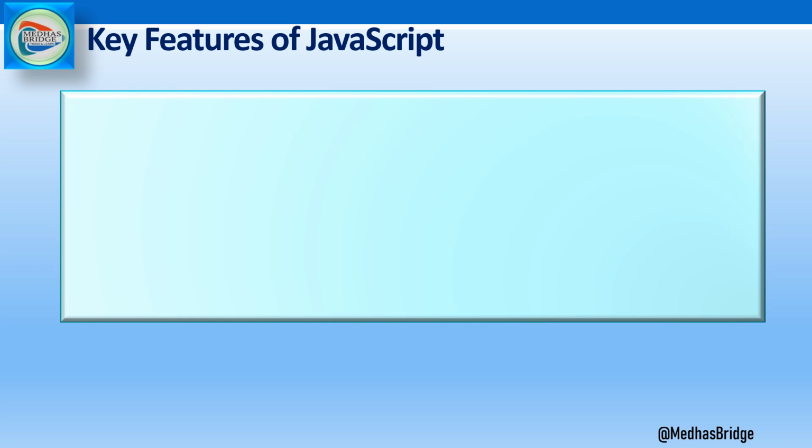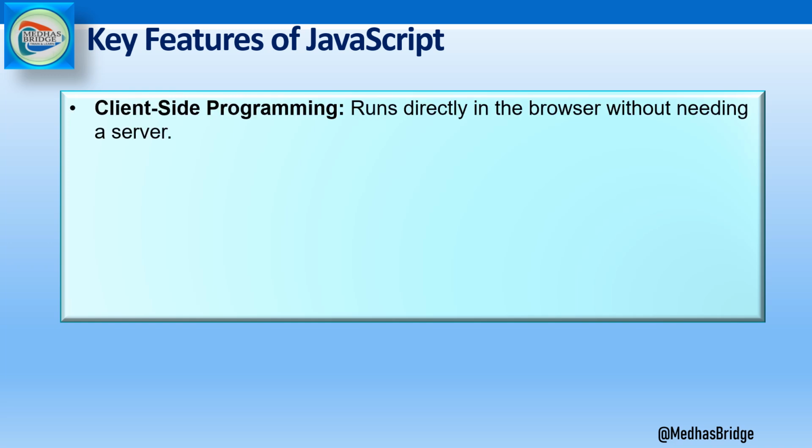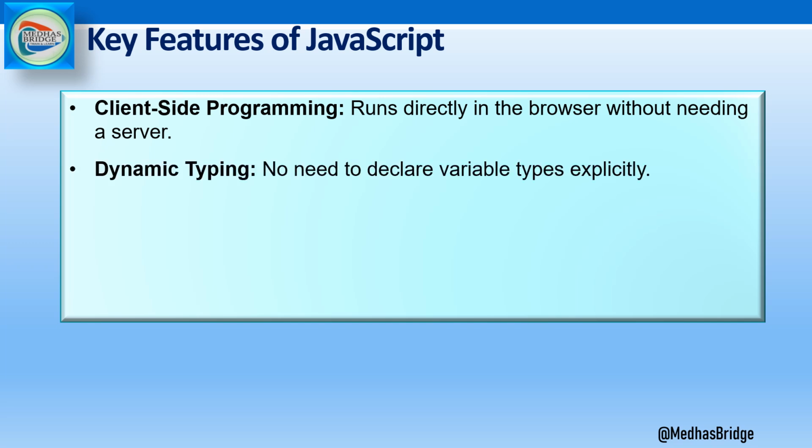If you look at the key features of JavaScript, it is basically used for client-side programming. It runs directly in a browser without needing any server. That is straightforward. Next is dynamic typing, so there is no need to declare variable types explicitly.